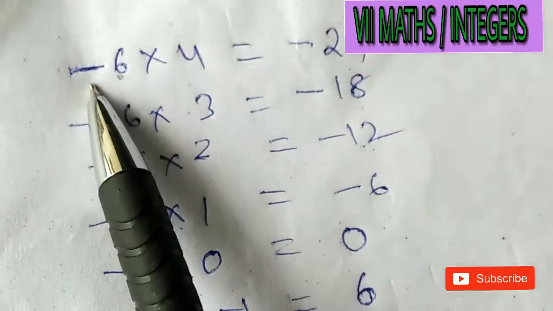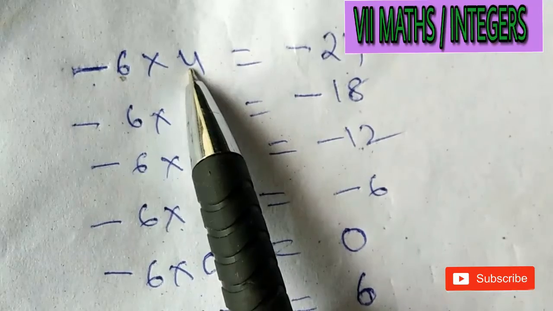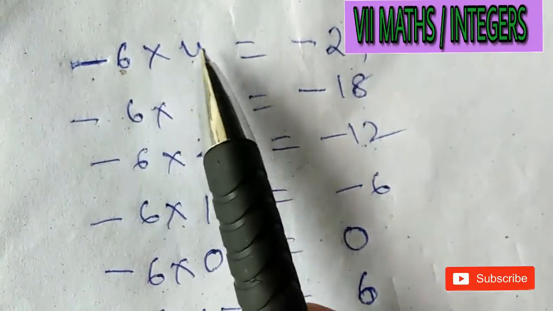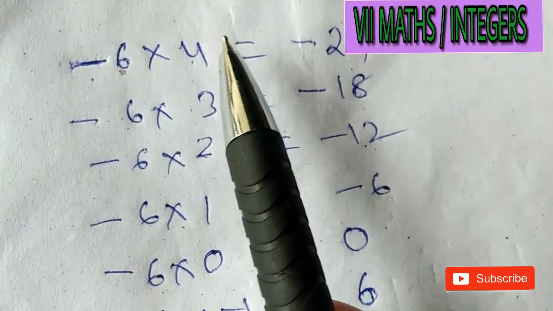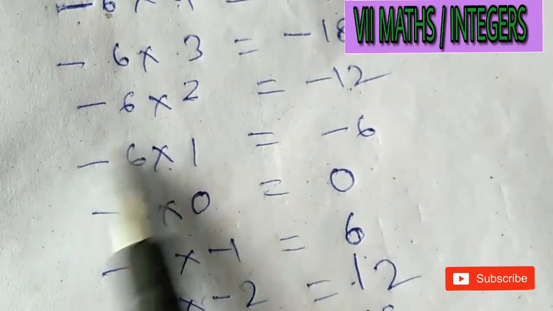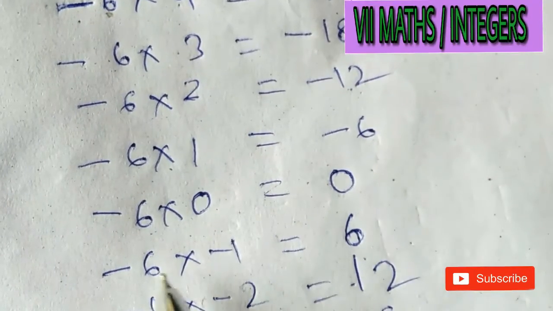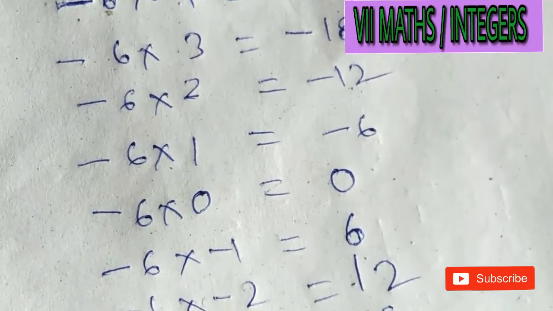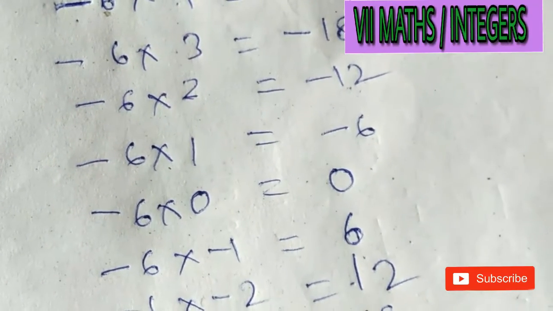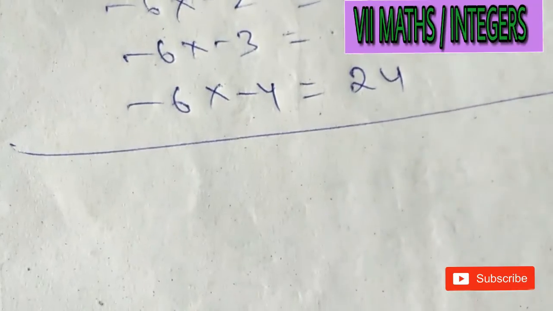Understood? So finally what I am saying: if you multiply a positive number and a negative number, you get a negative number. If you multiply negative and negative, you get a positive number. You got it? A negative number into a positive number gives a negative number. When you multiply negative into negative, you get a positive number. Keep it in mind. Next I am going to discuss division.